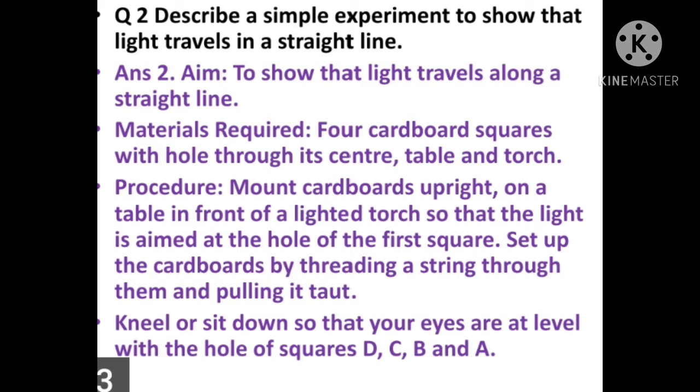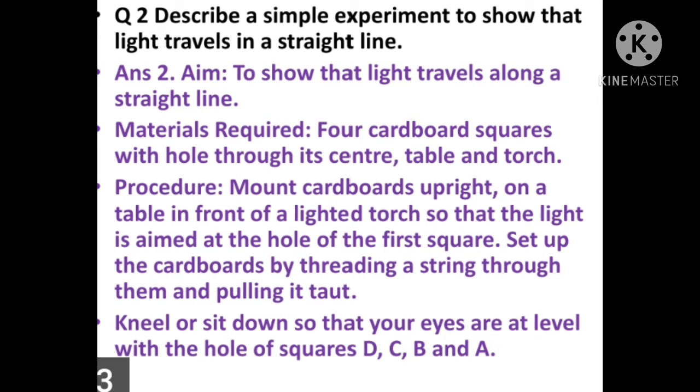Question 2. Describe a simple experiment to show that light travels in a straight line. Now answer. Aim is to show that light travels along a straight line. For this activity, materials required: 4 cardboard squares with a hole through its center.